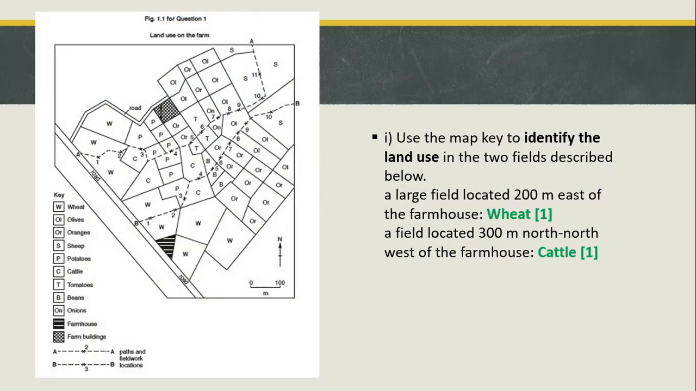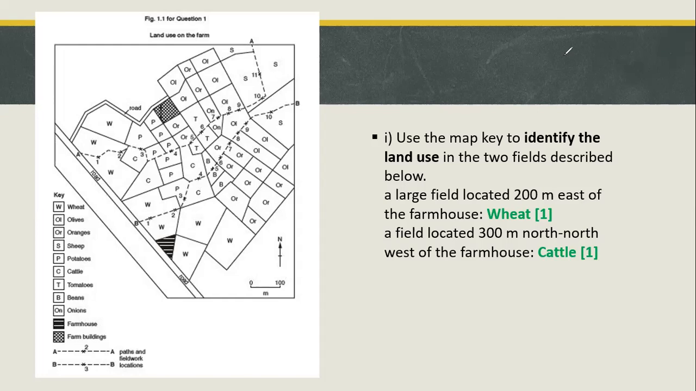It is a large field located 200 meters east of the farmhouse. So now we have to check where our farmhouse is. We have our farmhouse. Let me annotate it for you guys. So we have our farmhouse here. So east of the farmhouse would be this side. So we have wheat as the answer. Now, the second question, a field located 300 meters northwest of the farmhouse. The answer would be cattle.